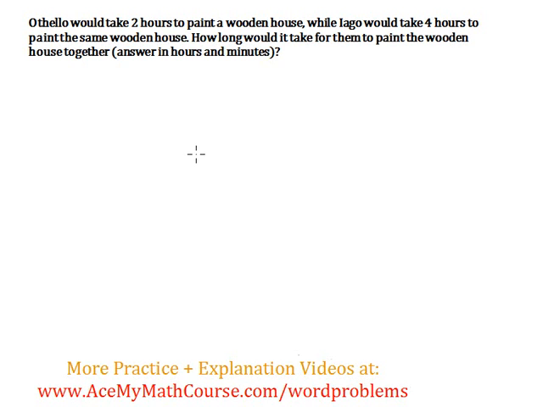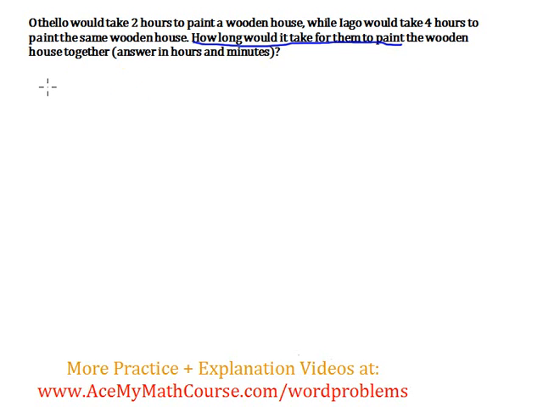So, okay, Othello would take 2 hours to paint a wooden house, while Iago would take 4 hours to paint the same wooden house. Right now we're talking about individually. That's how long they would take to paint one wooden house. So the question is, how long would it take for them to paint the wooden house together? And the answer should be in hours and minutes.